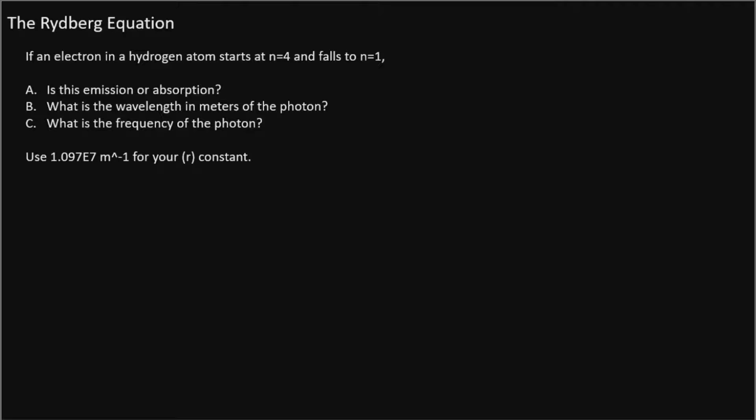In this question, we'll use the Rydberg equation. The question asks, if an electron in a hydrogen atom starts at n equals 4 and falls to n equals 1, is this emission or absorption? What is the wavelength? And what is the frequency? We use the Rydberg equation if an electron moves between levels.